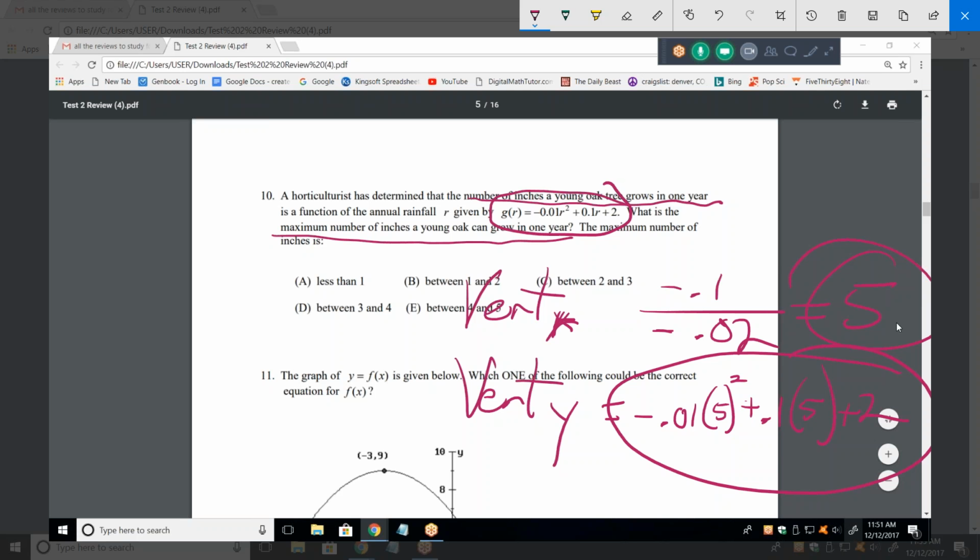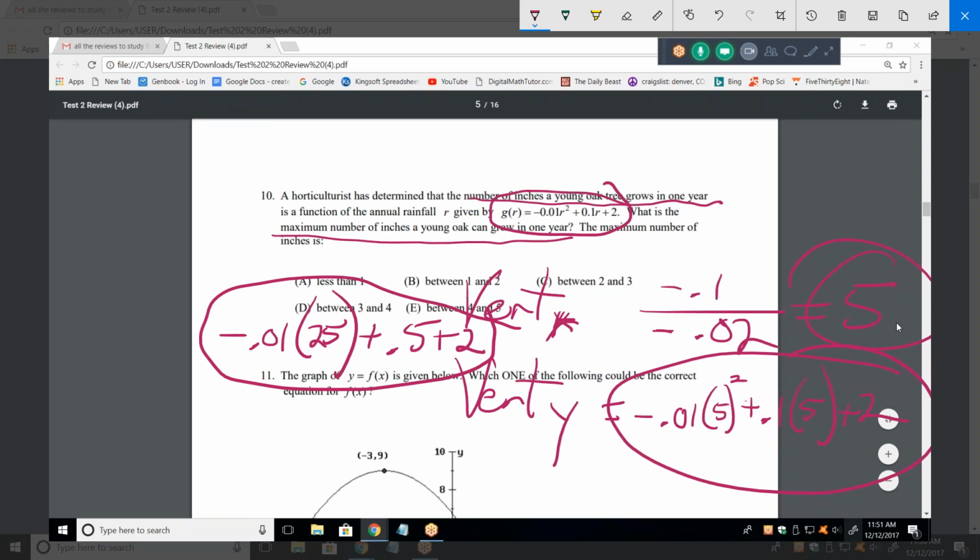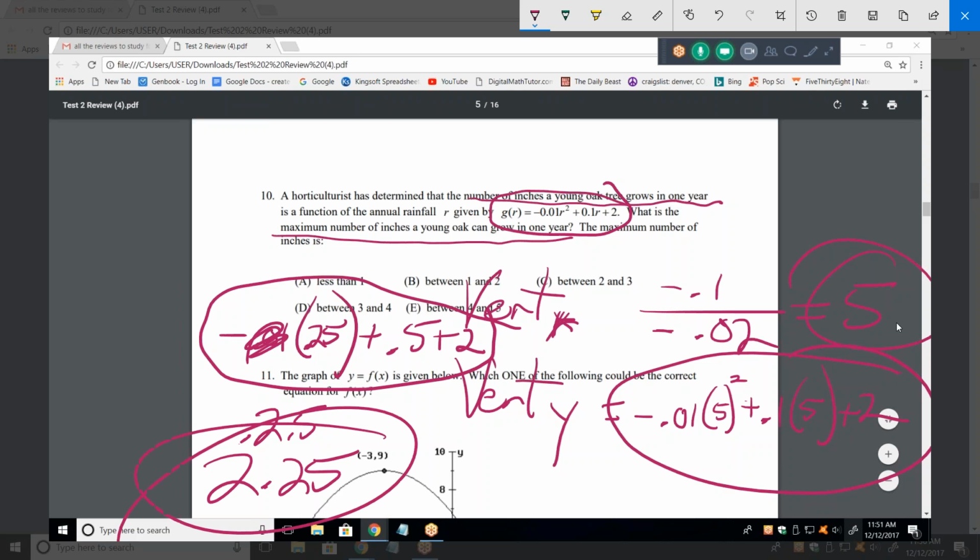Now, you can use your calculator if you want, but let's not. That is minus 0.01 times 25 plus 0.5 plus 2. Well, 0.01 times 25 is negative 0.25. So negative 0.25 plus 0.5 is plus 0.25, plus 2, 2.25 is our answer. C, between 2 and 3.